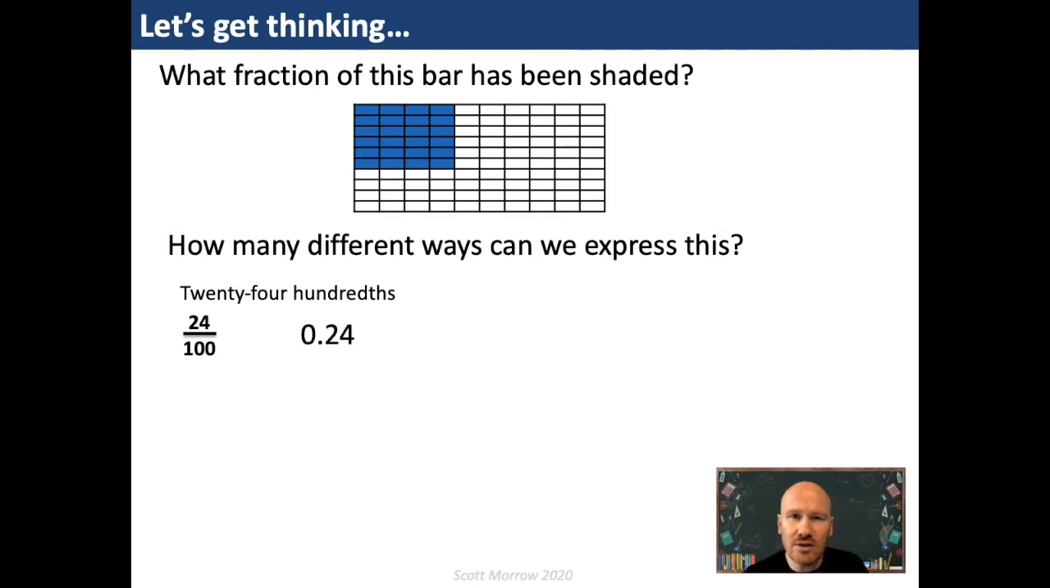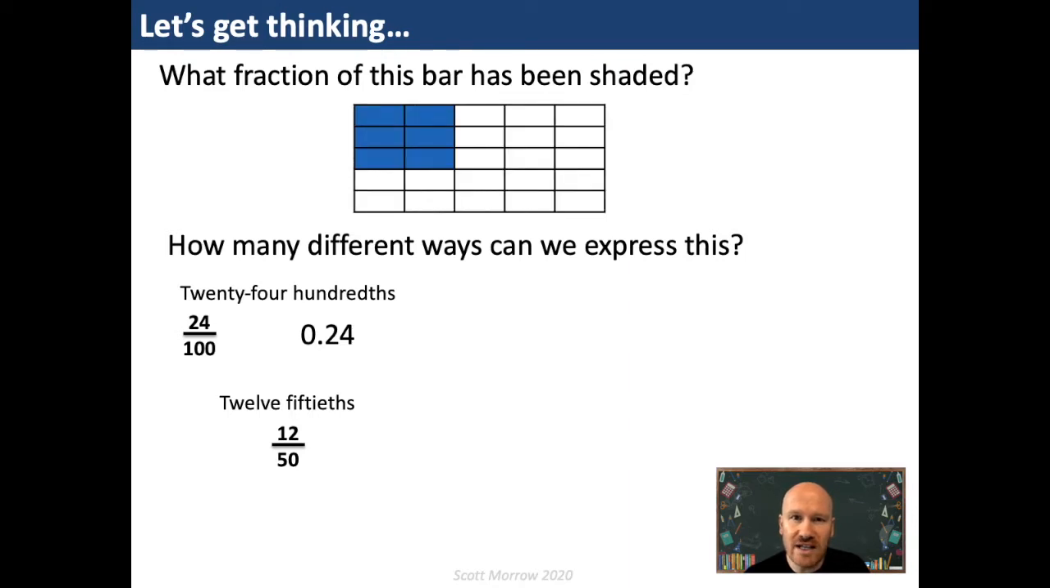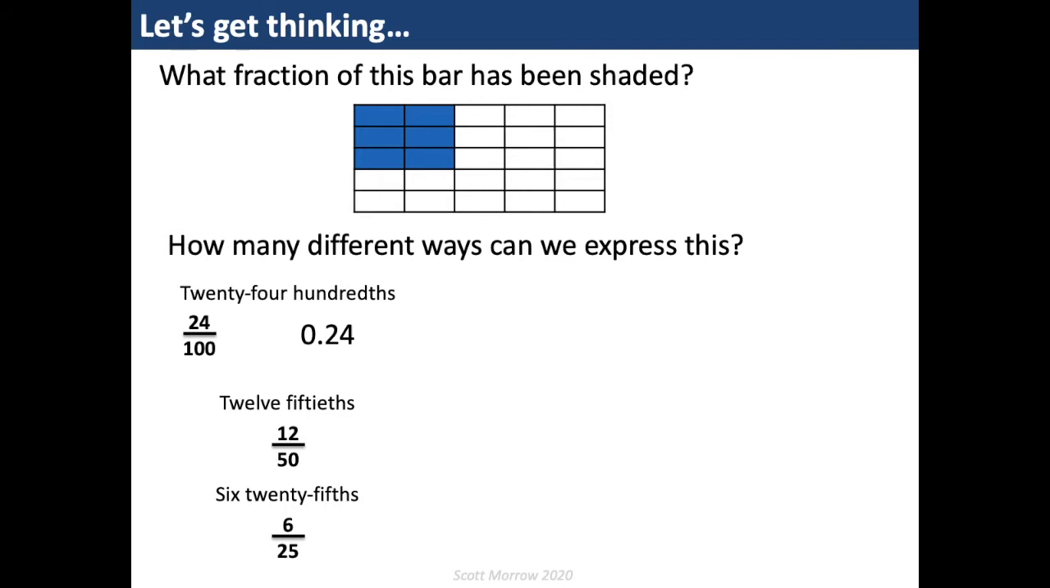We can use our understanding of equivalence in order to find equivalent fractions. Instead of splitting that bar into 100 parts, we could combine every 2 parts, which means we could create 50ths. And 12 of those 50ths would be the same as 24 hundredths. And we can simplify that again. This time we can combine every 4 of those parts, and we've created 25ths. And 6 of those 25ths would be the same as those 24 hundredths.